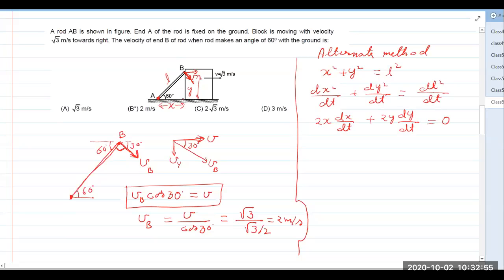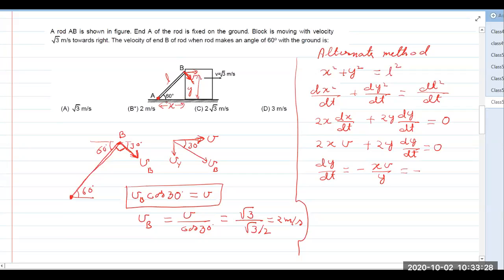The rate of change of x is the velocity of the block, that is v. So we can write 2x times v, and similarly we have 2y dy by dt. So how much will dy by dt be? dy by dt is equal to minus xv by y. The minus sign indicates that y is decreasing, so this point is going down.